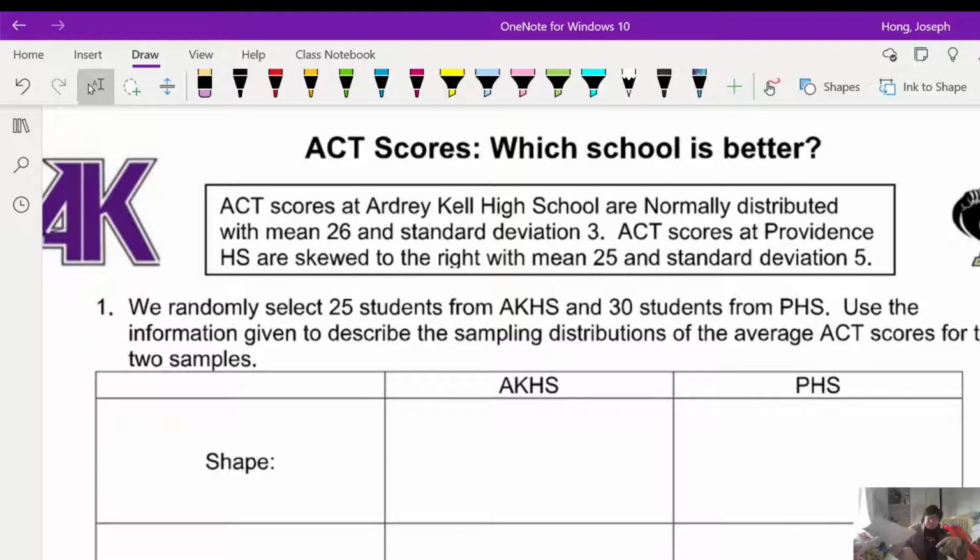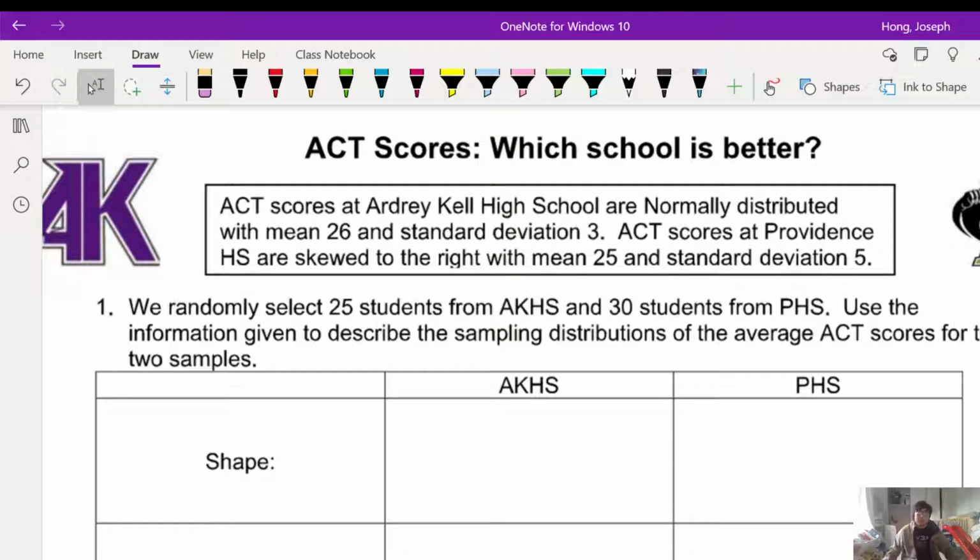So let's talk about the last lesson of the unit, which is really just connecting all the things that we learned together in this unit. And also know that you have a test when I come back from my vacation. So let's get started.